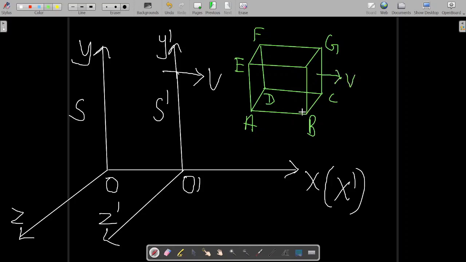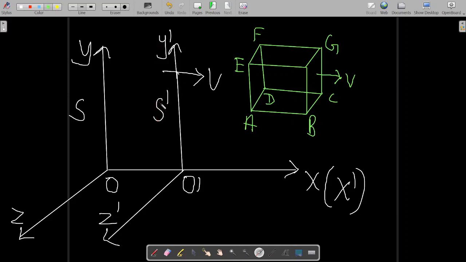So what the situation is actually, I am telling you right now. We have one S frame. This S frame is the stationary frame. This S frame has three axes: X axis, Y axis, and Z axis. Then the S prime frame again has three axes, which are X prime, Z prime, and Y prime. So these are the three axes of the S prime frame.